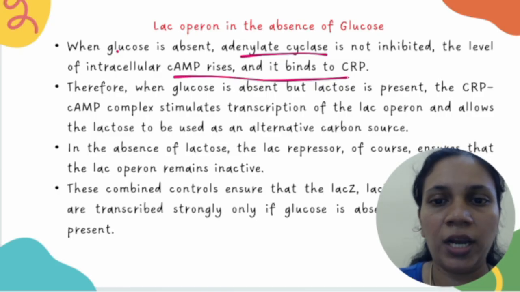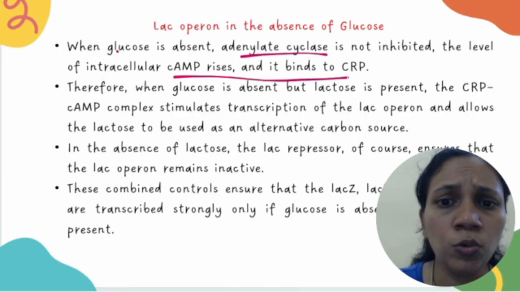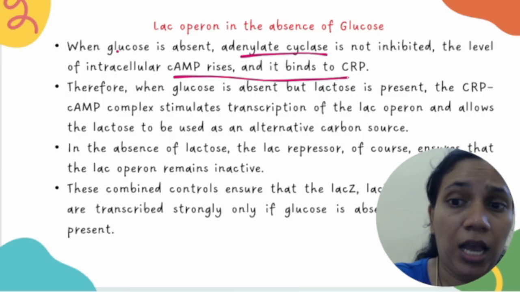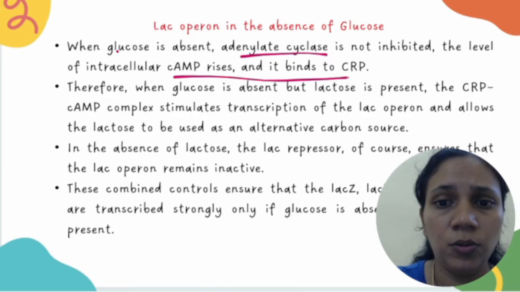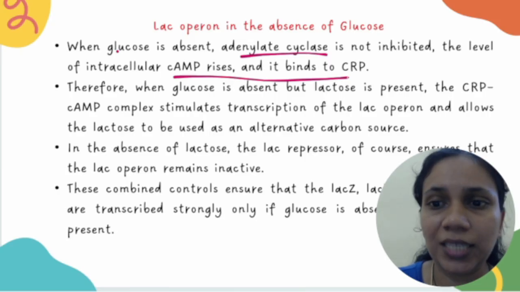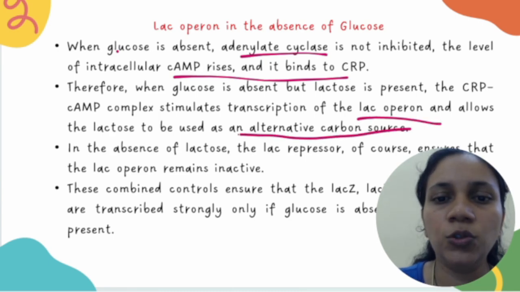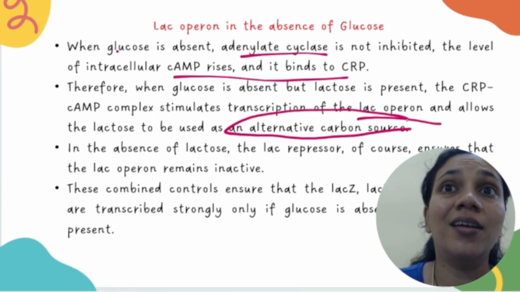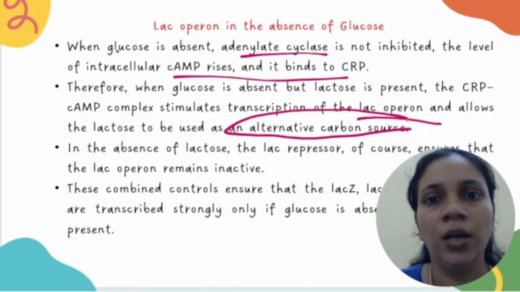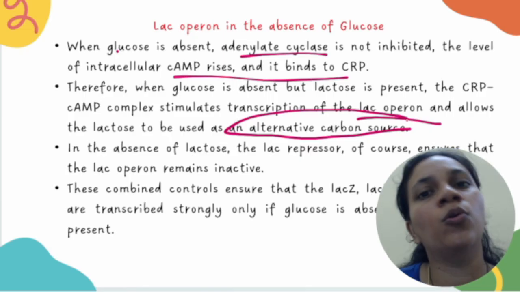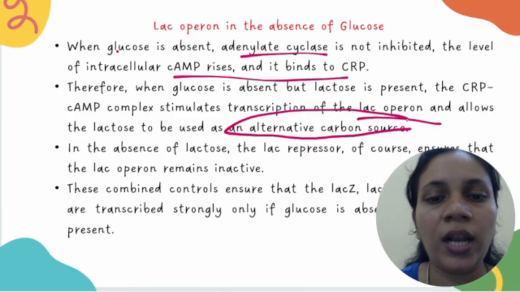available for the CRP to bind to. Because of this, though glucose is absent, if lactose is present, this particular complex, cyclic AMP and CAP or the CRP complex, is going to form. It is going to bind to the promoter, and that is how your lactose operon will start functioning. Here it is using lactose as an alternative carbon source, because if glucose is available, it is going to choose glucose rather than lactose.